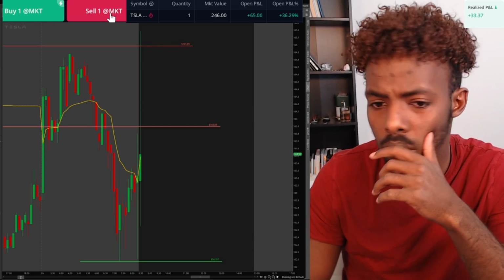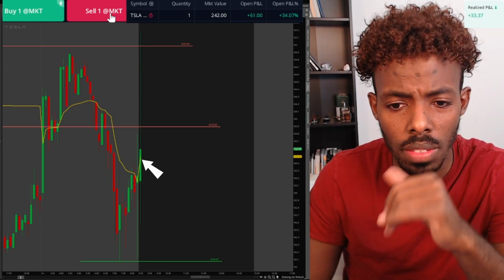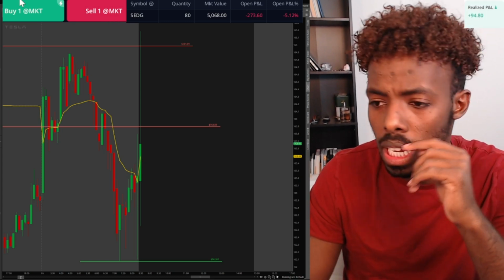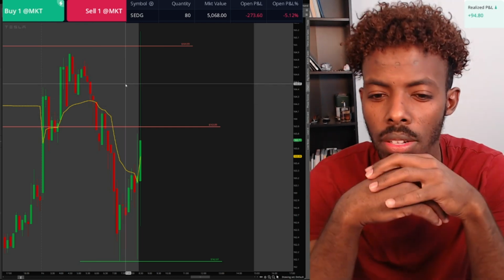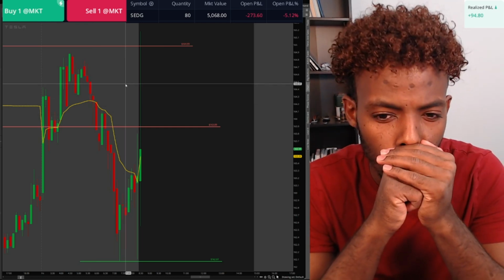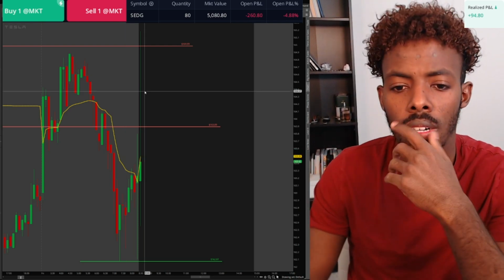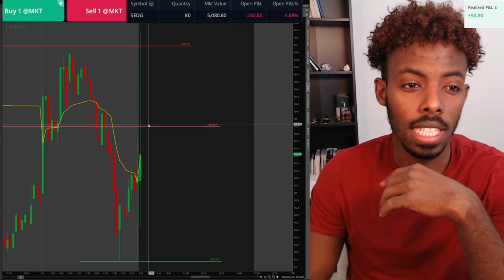Wow, what a major move. I have to sell here, guys, because it's the VWAP. I don't want to risk the VWAP spot. We made $94, but I know we could have done better though. This is very intriguing here. This is quite shocking to me.